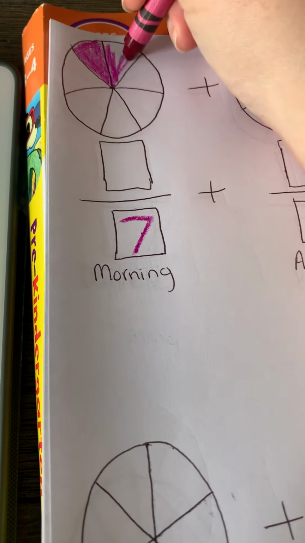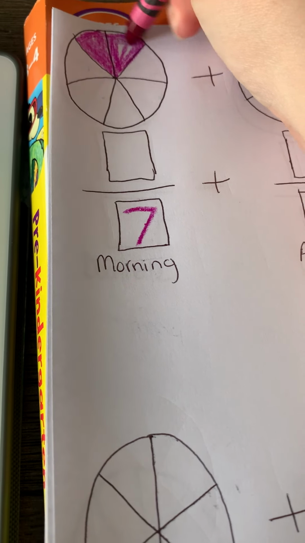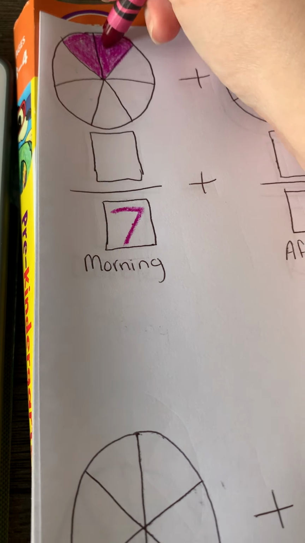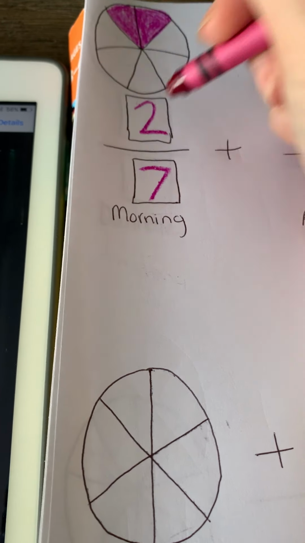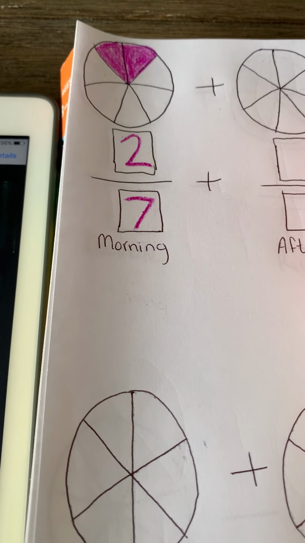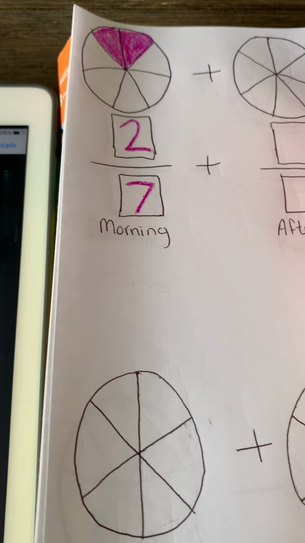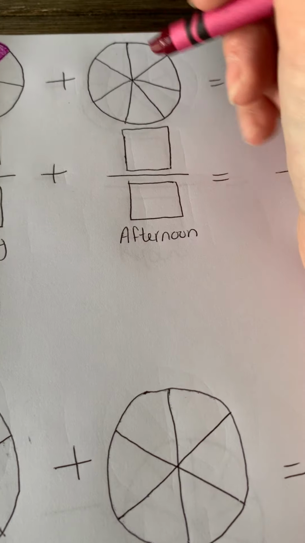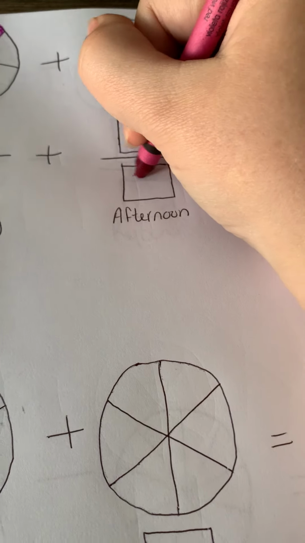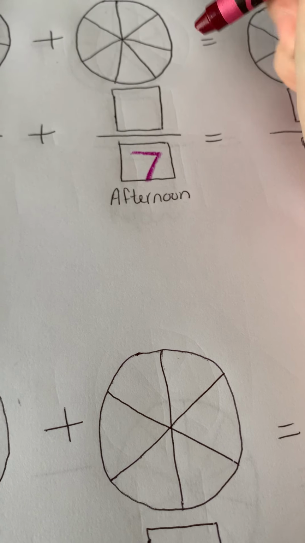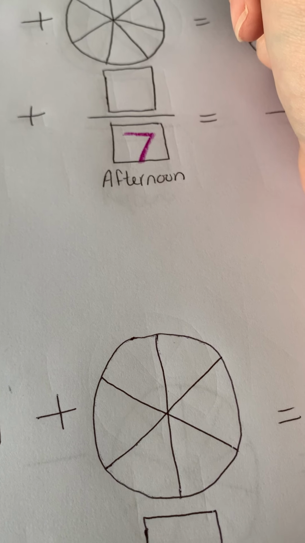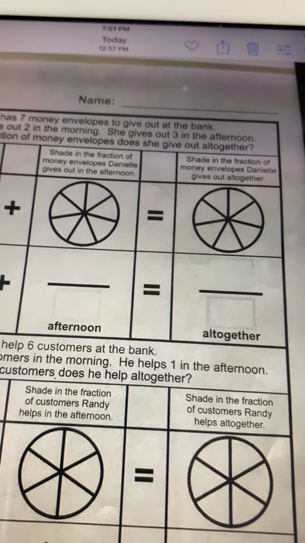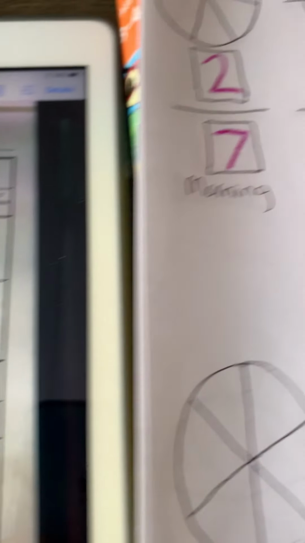One, two. Okay, and then we got to write our 2 in our top box because that's how many we shaded in. Okay, so now we have to go to the afternoon, which we already know we have 7. And we had a total of 7 envelopes. And now we have to find out how many she gives out in the afternoon. So she gives out 3 envelopes in the afternoon.